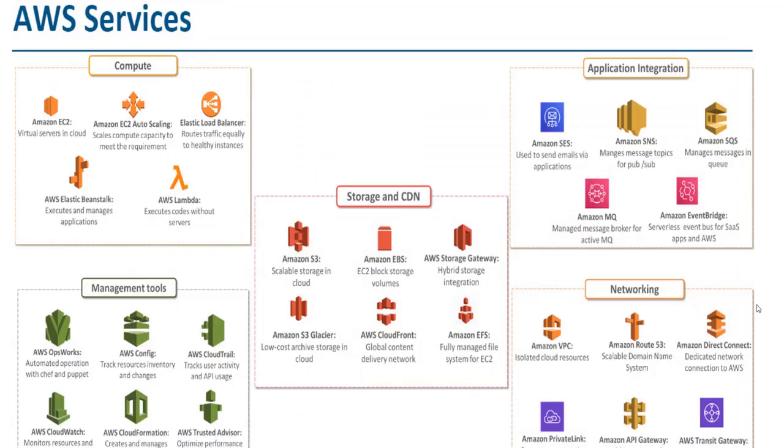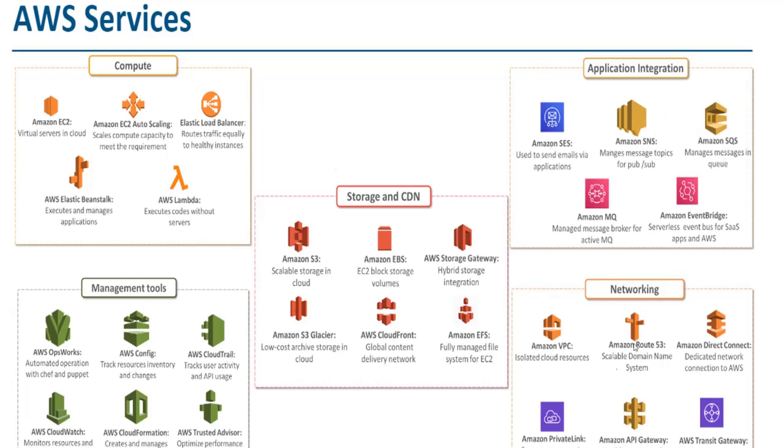Then, as we have seen, there are a lot of services in different categories. For compute, we have already seen EC2, ELB, and Lambda. For storage services, we have already seen Amazon S3 and EBS, and these are the remaining storage services. For management tools, we have seen CloudWatch and CloudFormation in our example, but these are the other management tool services. For application integration, we discussed SNS and SQS in our flow, even SES. These are the other services like that.